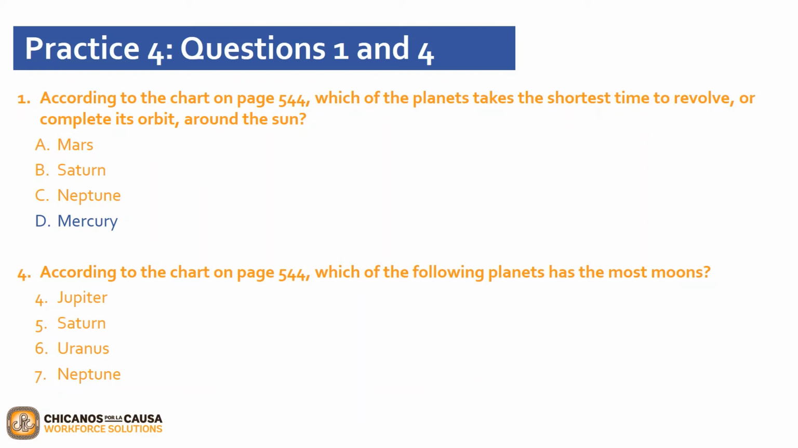According to the chart on page 544, which of the following planets has the most moons? So we are going to repeat the process as we did for question 1. However, in this instance, we're going to look for the column of number of moons. Once we look through that column, we are going to see which planet has the most moons. So our options here are Jupiter, Saturn, Uranus, and Neptune. Jupiter has 50 moons, Uranus has 27 moons, and Neptune has 13 moons. Saturn, on the other hand, leads them with 53 moons. Therefore, the answer is B.